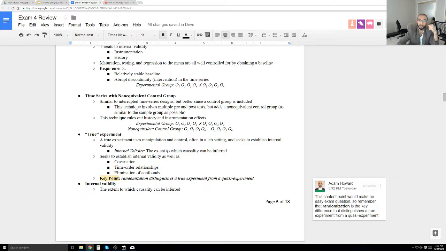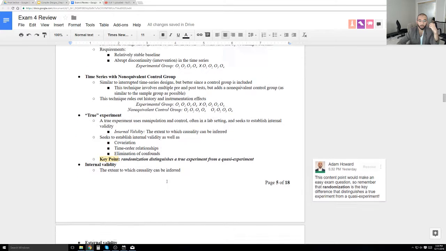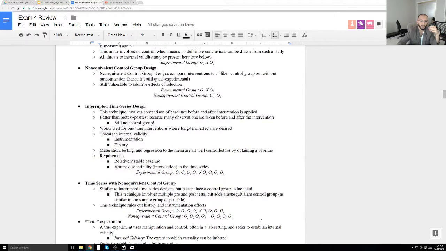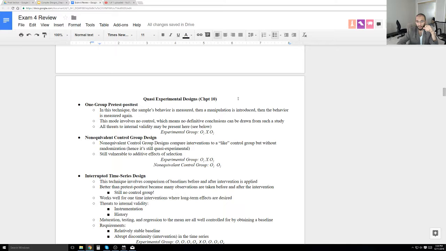A true experiment tries to establish internal validity, so it wants to establish causality, whereas a quasi-experiment is more concerned with establishing external validity, as we mentioned here, and that we'll go into a bit later. Now, there are a couple of different types.